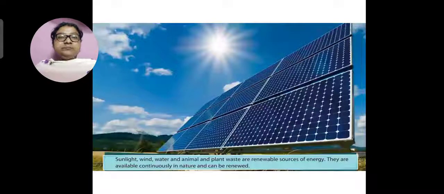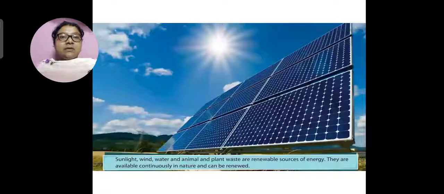Okay, so next, another thing given in your chapter: sunlight, wind, water, animals and plants. They are found abundantly with us. By using these resources we can convert them and produce some sources of energy. By using sunlight, we can produce solar energy. By using wind, we can produce wind energy. By using water we can produce tidal energy.